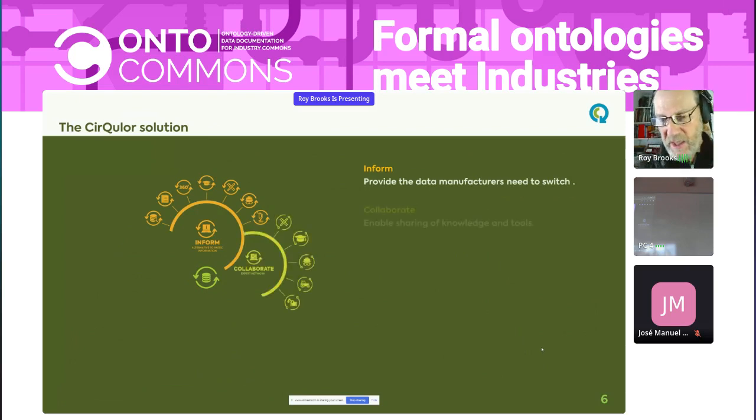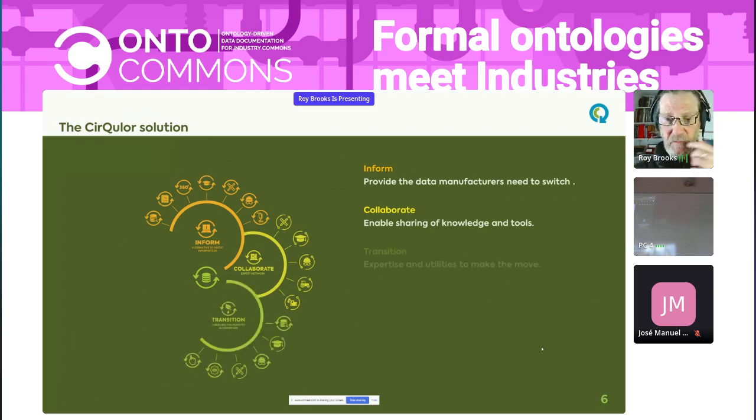And a component of that is also collaboration. So platform, one of the great functions of platforms is to be able to share knowledge, again, in many forms. So that's another aspect of the Circular platform. And then to enable transition, and that's a very key element of what we're trying to do, because transition is possible, but it requires knowledge, investment, engineering, and so on and so forth.